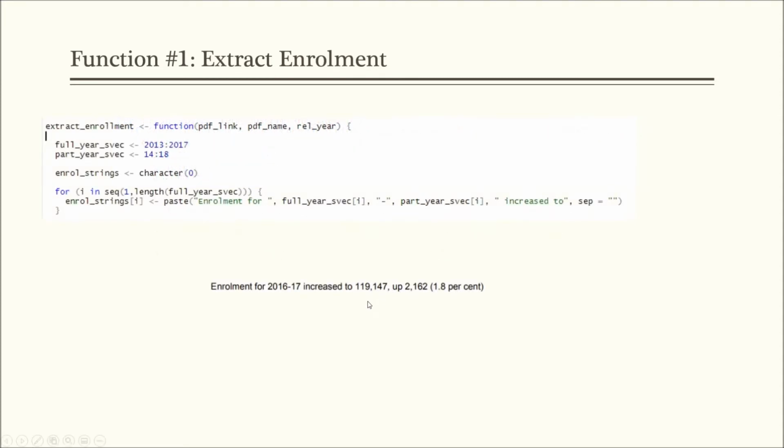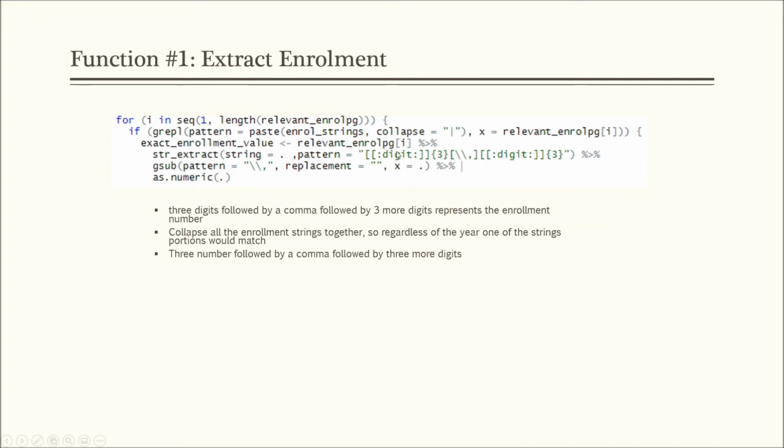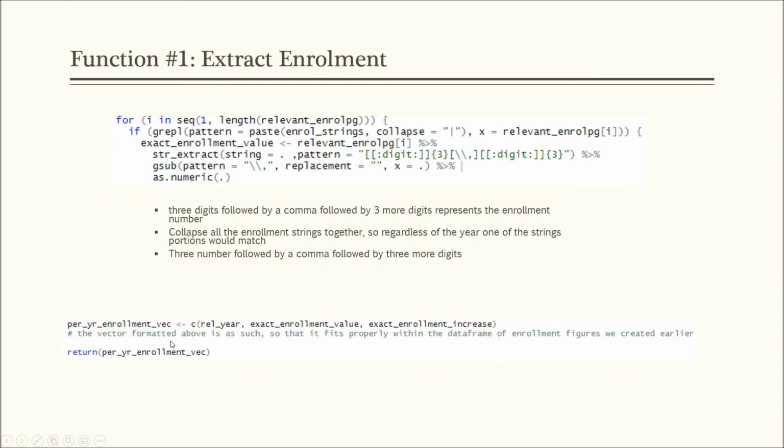And just going back to the last page, you can see that the student enrollment figures are three digits followed by a comma followed by 3 digits. And so this is what I'm doing here to extract that. I use a sub extract function, a string extract function. So digits, and then this specifies a number of specific digits. There's a comma, and then there's 3 more digits. I also remove the commas after extracting that string and replace them with nothing, just so it's easier to work with them later on. And once I had the number, I would return the relevant year, the exact enrollment value, and the increase value as well.